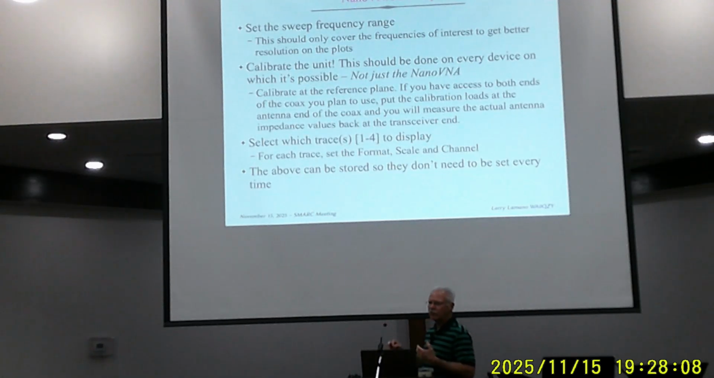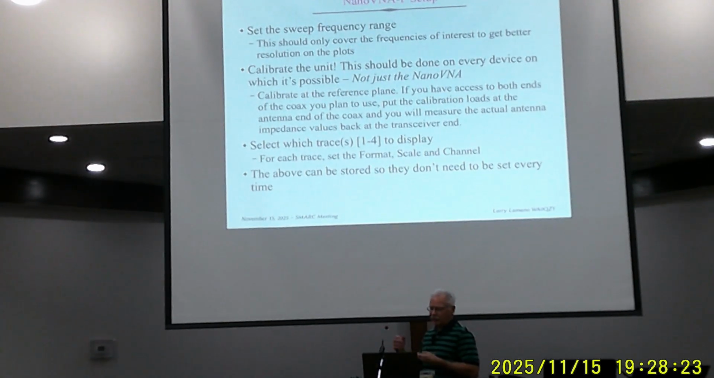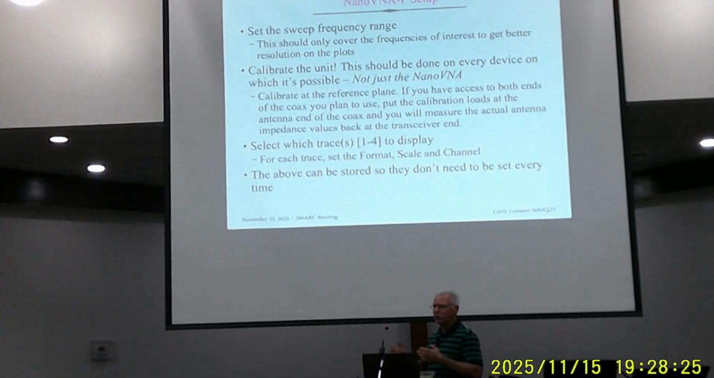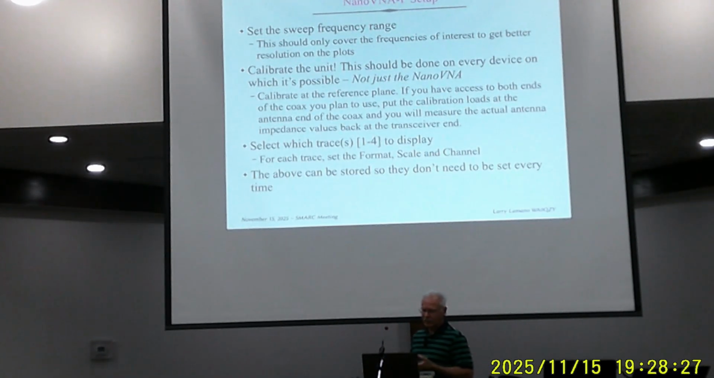And then for each trace, you want to set what he calls the format. And that's what you want to look at. Is that the SWR? Is that return loss? Is that a Smith chart? The scale, again, you usually don't have to do that because it picks pretty good scales by default. And the channel. All the channel is, is this a 1 or a 2-port measurement? That's all that means. Then you can store that. Once you do all that, you can store it, and you never have to do that again for that particular antenna.